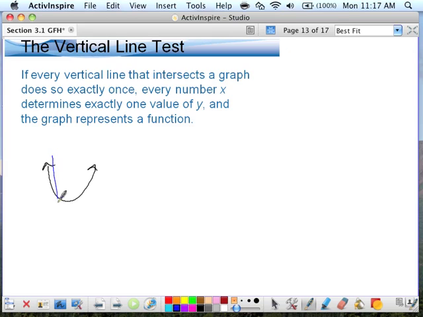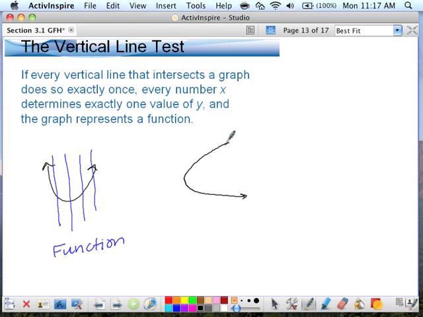So here, any vertical line I draw hits that graph how many times? Once. So we say this is a function. We say it passes the vertical line test. However, if I looked at a graph that looks like this, and I imagined drawing a vertical line through there, I could hit that vertical line twice. If any vertical line can be hit more than once by the graph, it is not a function. We say it fails the vertical line test. So this one is not a function. Does that make sense, guys?